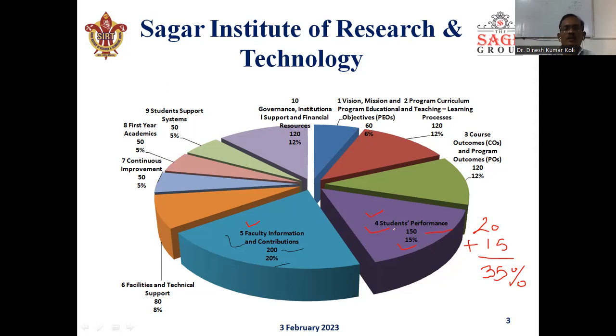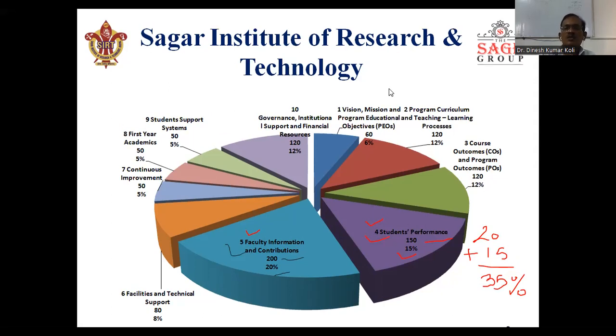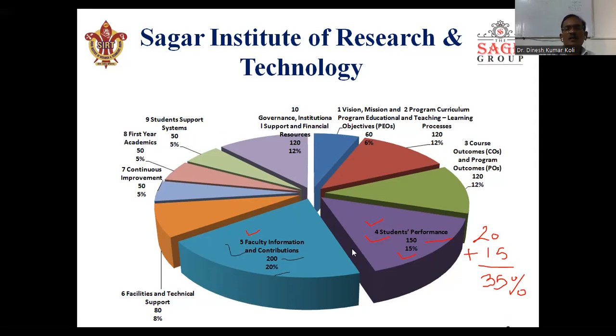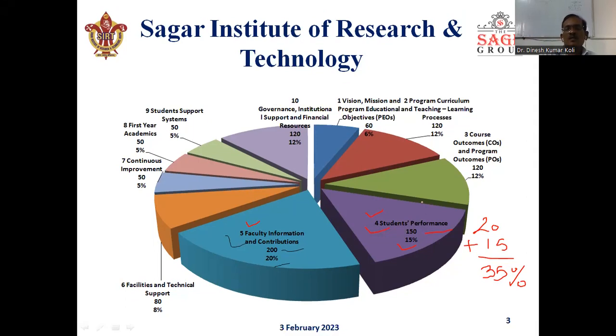So this shows how important they are: how the students are performing in the institute, and how the faculty are upgrading their profile. They are contributing in research, project work, consultancy work, academics, and student results. It covers 35%, one third of the NBA accreditation.